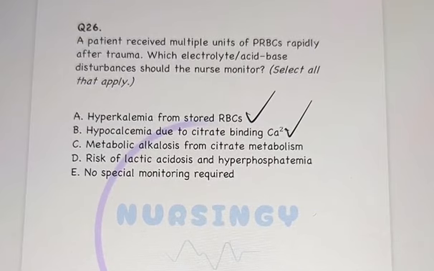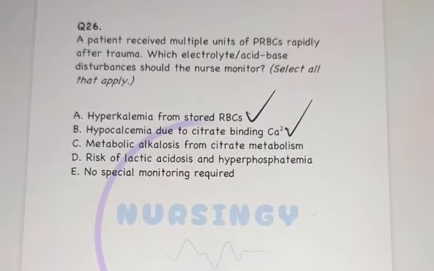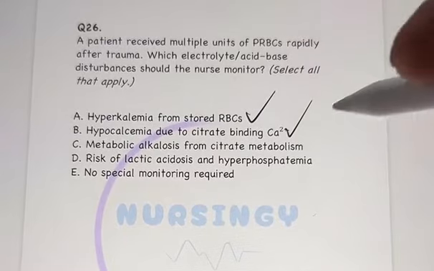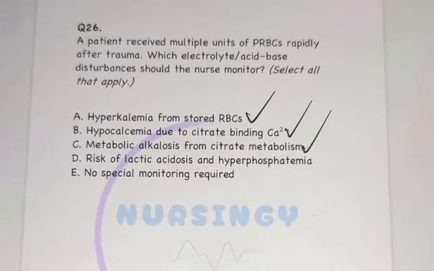What about C? Metabolic alkalosis from citrate metabolism. C, yes, also, because citrate is normally used as an anticoagulant, and it is metabolized by the liver into bicarbonate. When it is metabolized, it can cause metabolic alkalosis. So you can have that one.